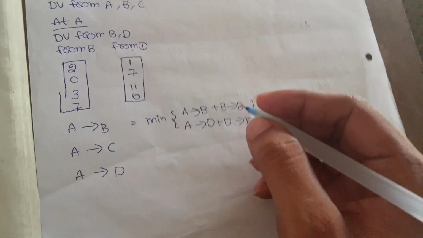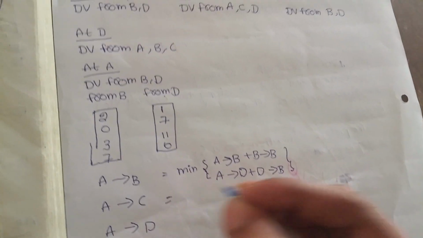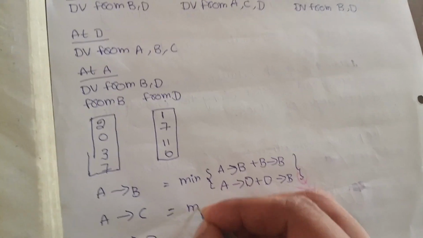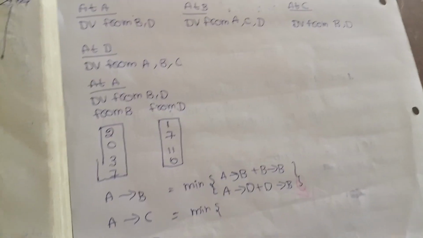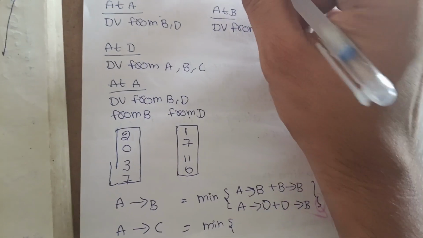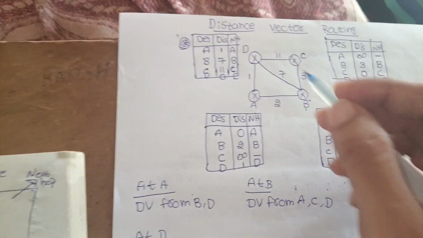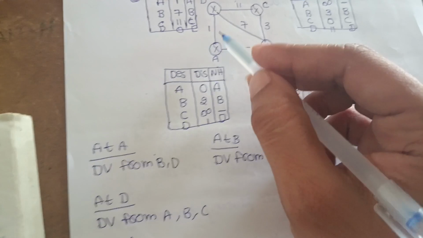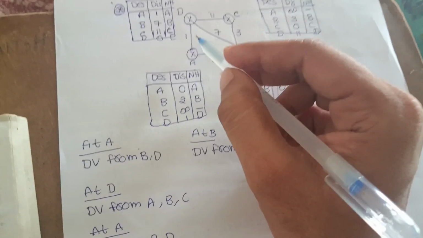No, we want to not write in this. Long distance, or remove. Next, A to C, minimum distance. Check here, minimum distance from A to C.